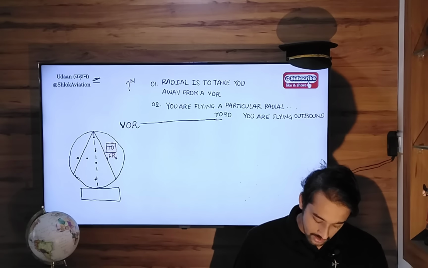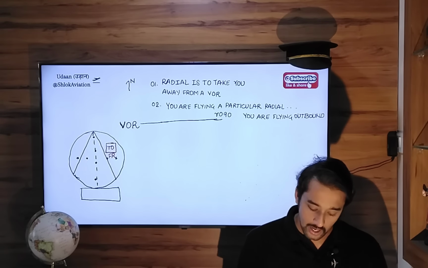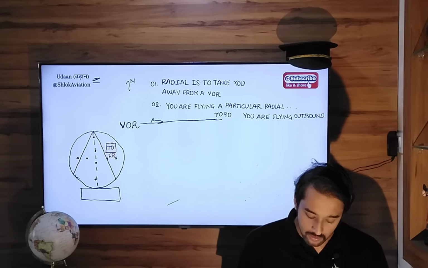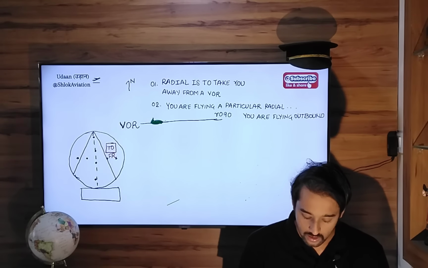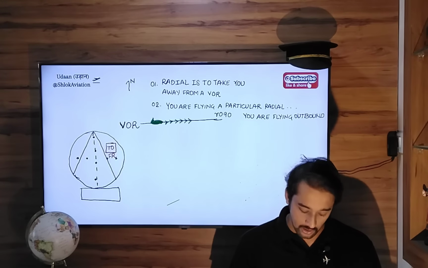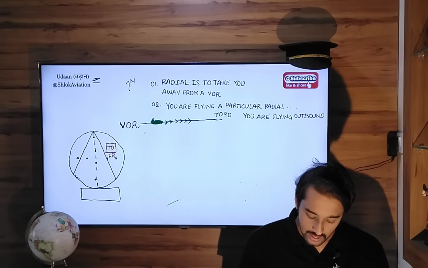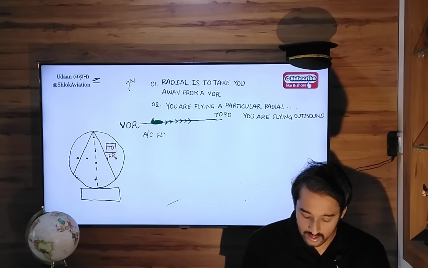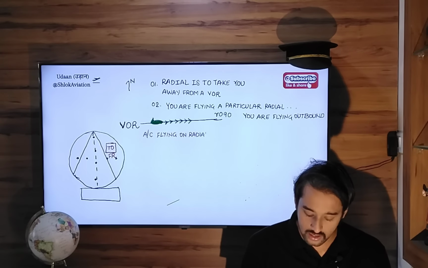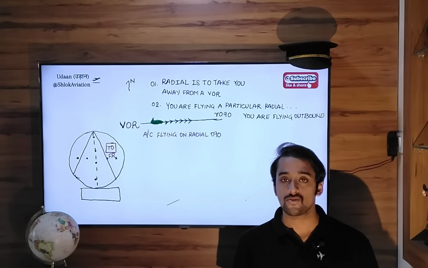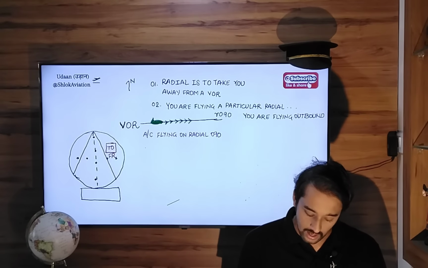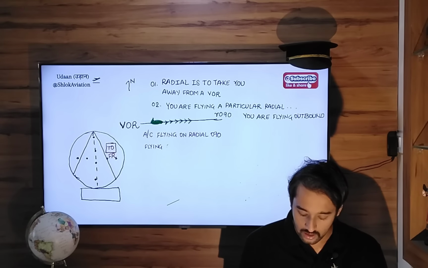Now, coming back to this illustration, if your aeroplane is flying outbound from this particular VOR, what radial is it flying on? So let's write here. The aircraft is flying on radial 090. It is flying outbound.